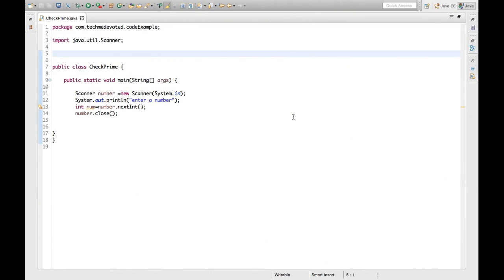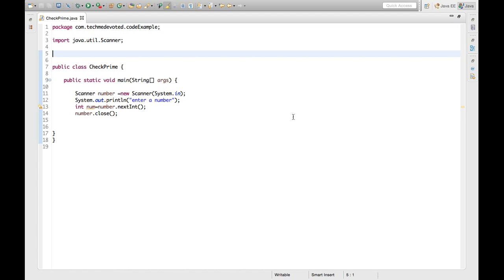We will discuss whether a number is prime or not. So, this is our topic. We know that a number is a prime number if the number is greater than 1 and the number can be divided by 1 or the number itself.